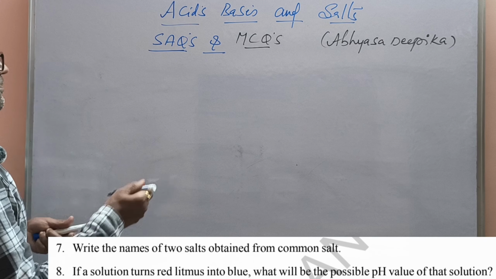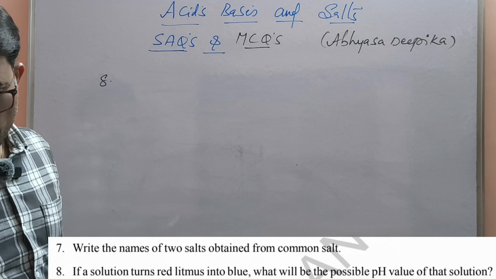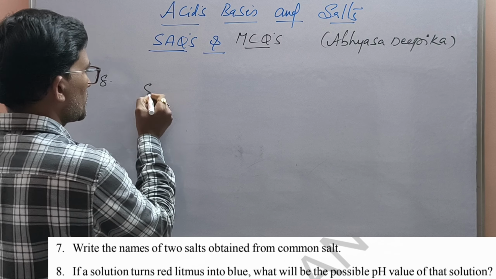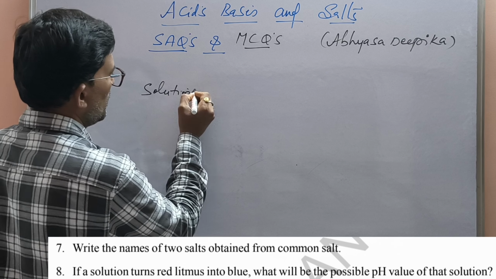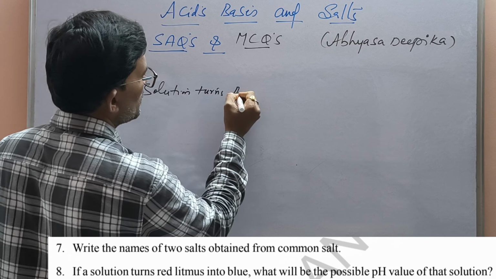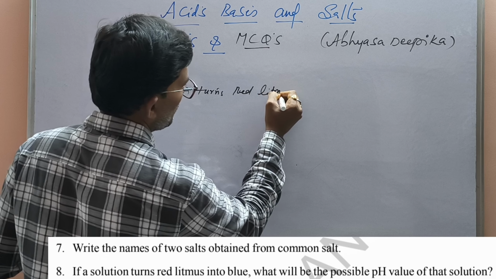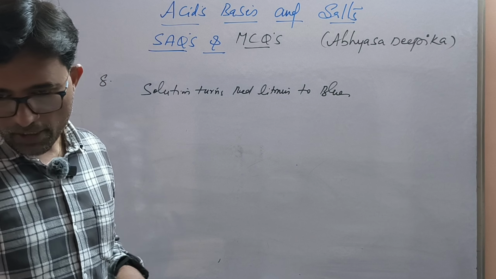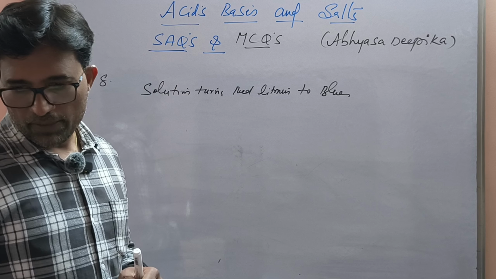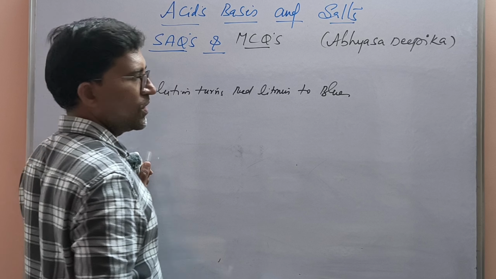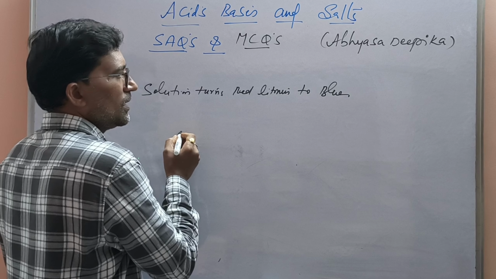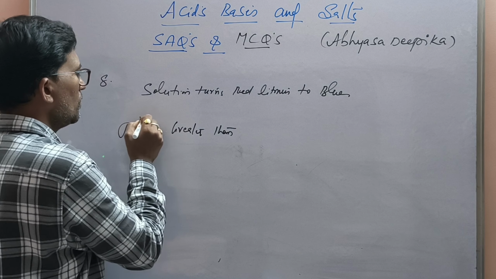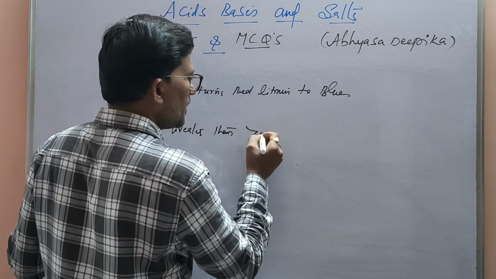Eighth question is, if the solution turns red litmus to blue, what will be the possible pH value of that solution? It is greater than 7.